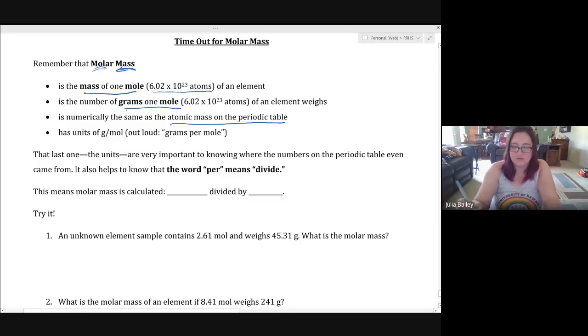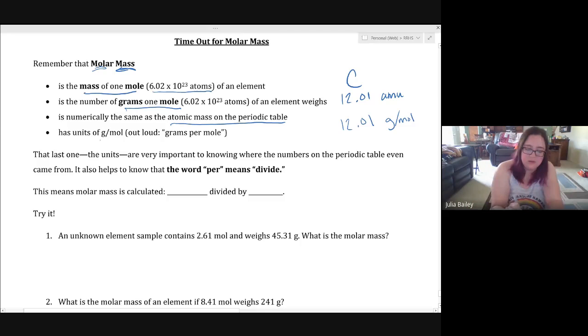So like for carbon, if you check the periodic table, it's got an atomic mass of 12.01. So 12.01 AMU is the atomic mass, but 12.01 grams per mole, those are the units of molar mass, grams per mole, g/mol. Please don't say "g/mole" out loud. Grams per mole. That's the molar mass.